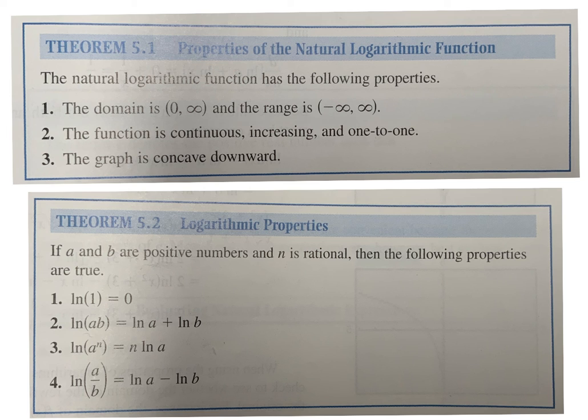Logarithmic properties. The ln of 1, or log of any base of 1, is 0, because anything to the 0 power is 1. These are my expansion rules, which hopefully you remember because we've done them twice. I think we did them in Algebra 2 and in Pre-Cal. If you're multiplying two things within your natural log, you can expand it by addition. If you take it to a power, you can bring the power in front.